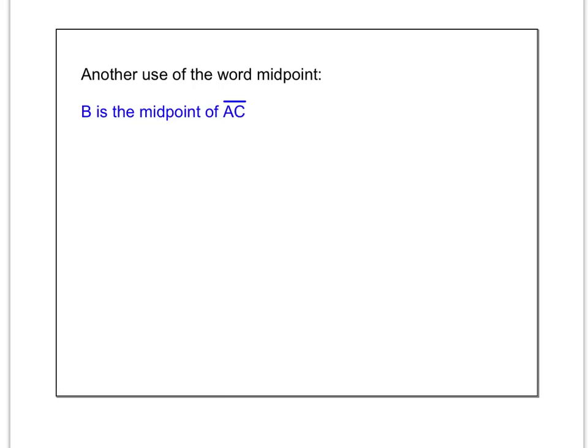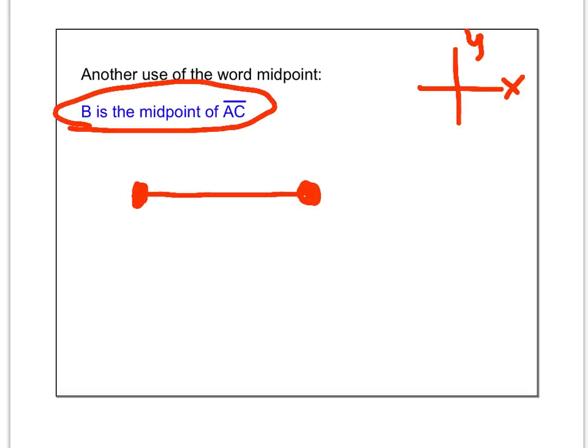The word midpoint can be used a little bit differently, and this is if you don't have a coordinate plane. If you don't have the x, y axis, let's say you just have a segment. In this statement, it says B is the midpoint of AC. So I'm going to say that this is segment AC. If B is the midpoint, it means that it has to be right in the middle. So I'm just going to say that B is right there in the middle.